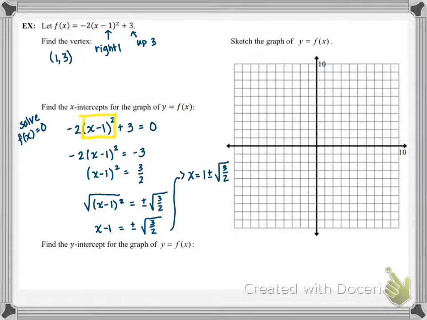You don't have to do any simplifying of that radical, just leave it as it is. It's kind of ugly, but it's fine. So my x-intercepts are 1 plus the square root of 3/2, 0, and 1 minus the square root of 3/2, 0.